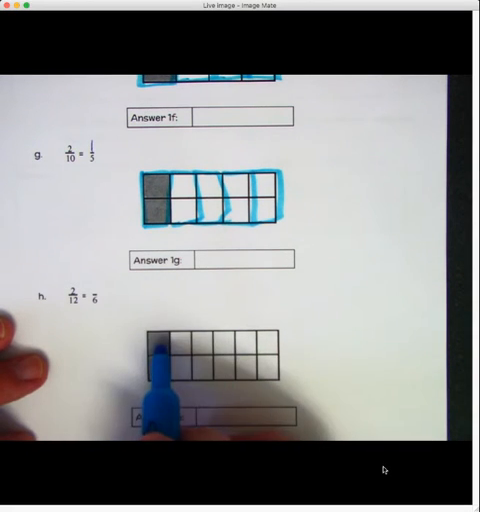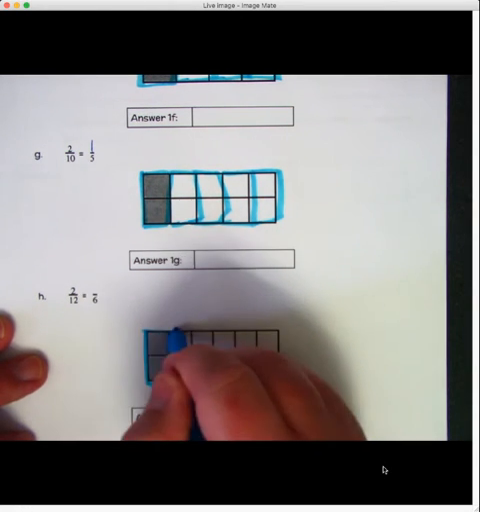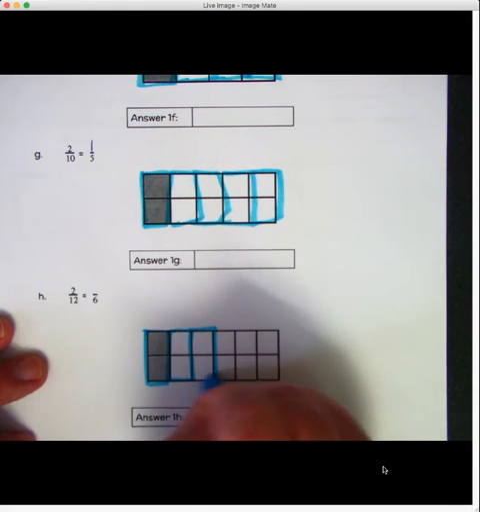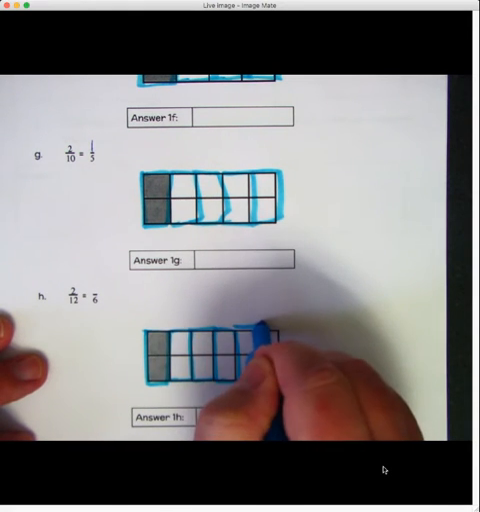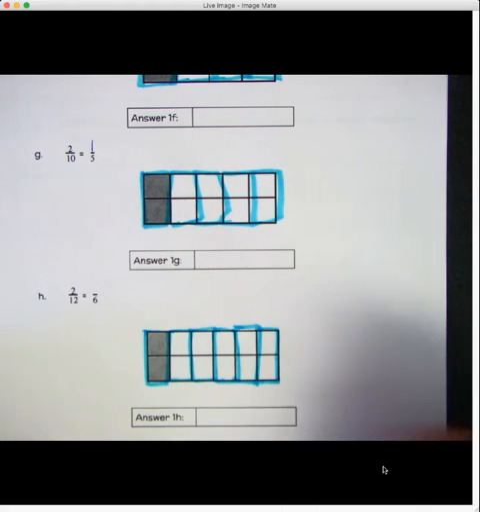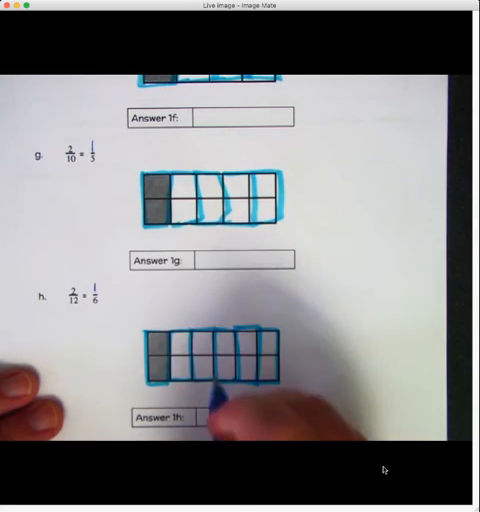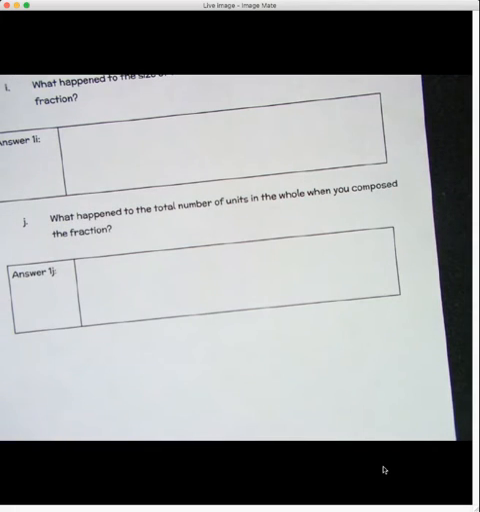So 2/12, 1, 2 out of 12, but we've got to divide it into sixths. So 1/6, 2/6, 3/6, 4/6, 5/6, 6/6. So how many sixths is 2/12 equal to? 1/6.